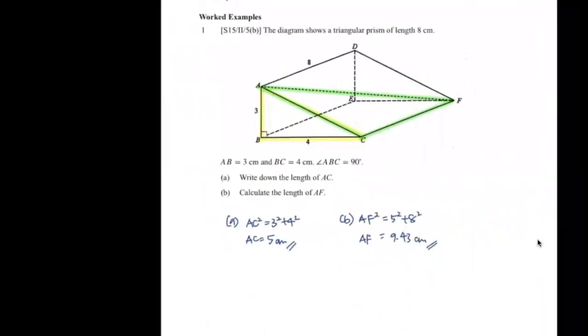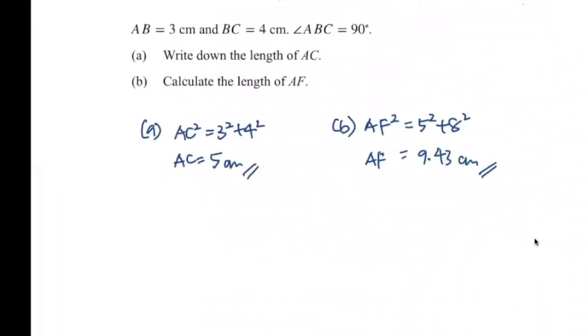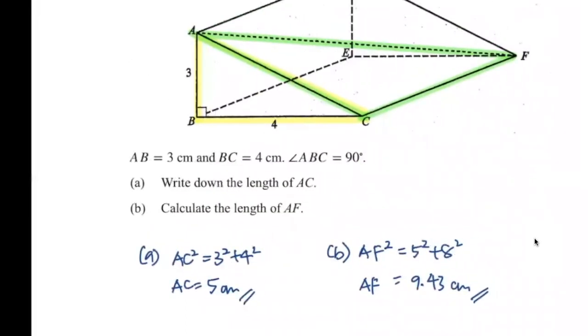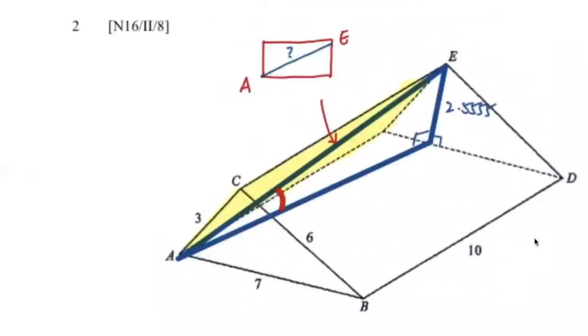Okay, since you are done, actually the working is very short. Just Pythagoras theorem twice, but the important thing is to be able to visualize what is happening in this object, and then try your best to do the question. Okay, so let's move on to the next one over here.